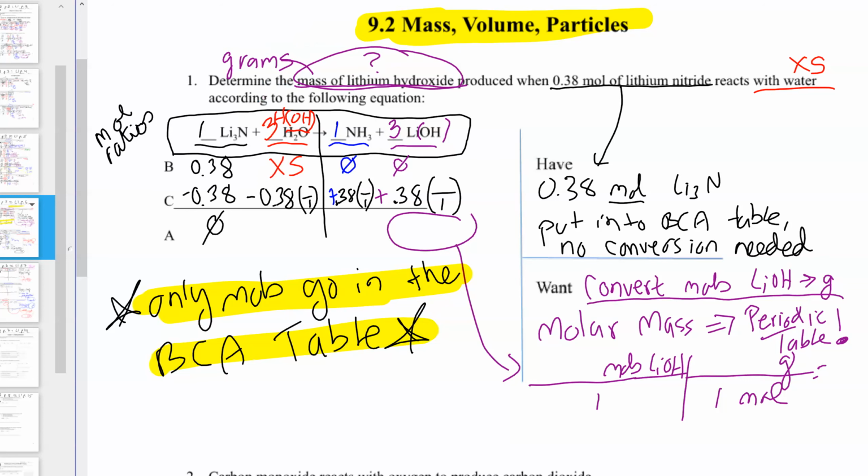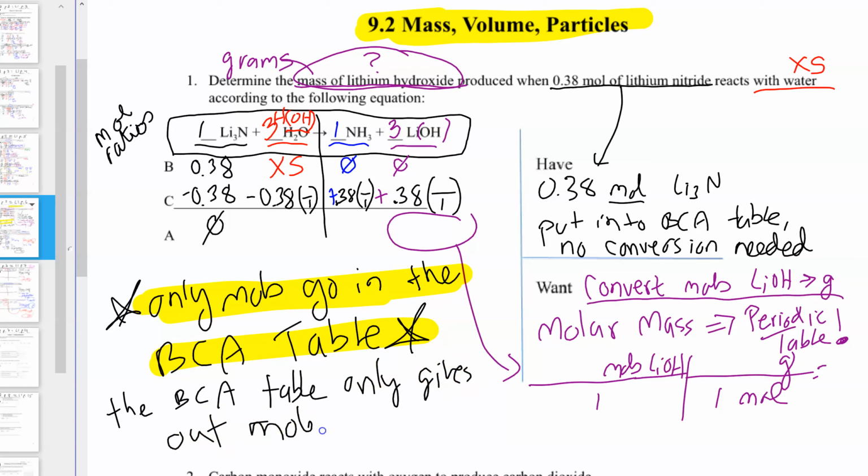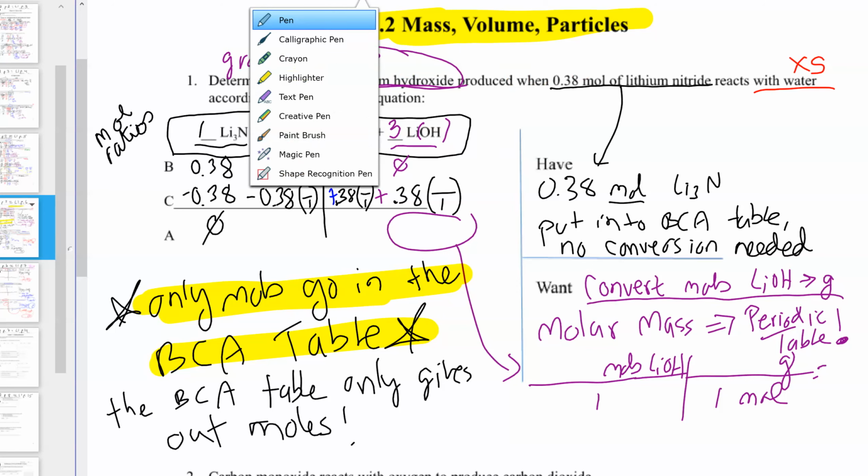And the other thing is, the BCA table only gives out moles. So anything that goes in is going to be a mole, anything that comes out is a mole. Now this problem, they want to know mass, and they gave us moles, so we have one hurdle to address there. Okay, so let's see, what do we have?